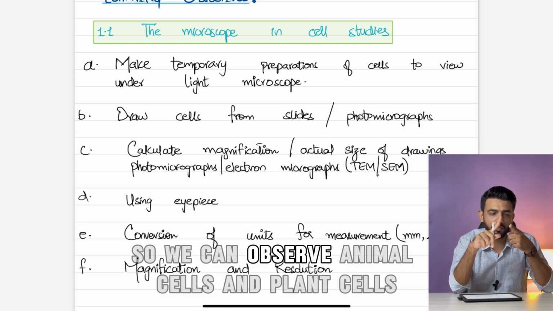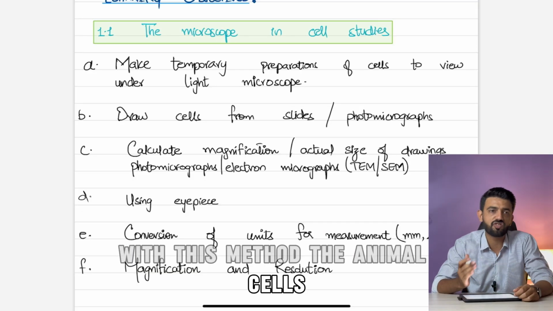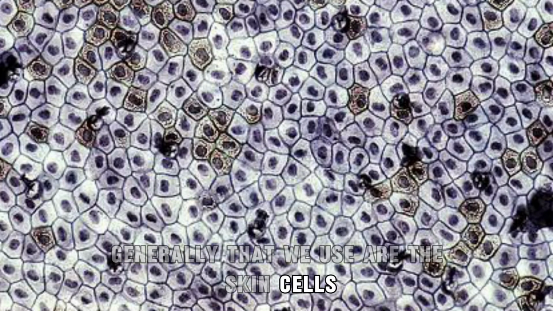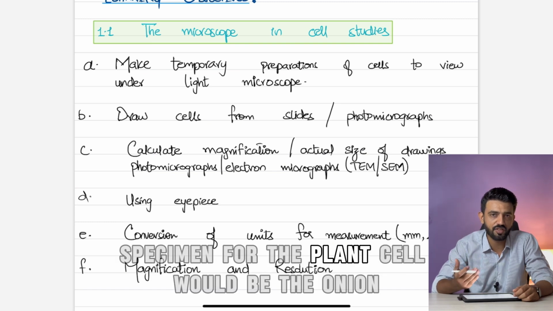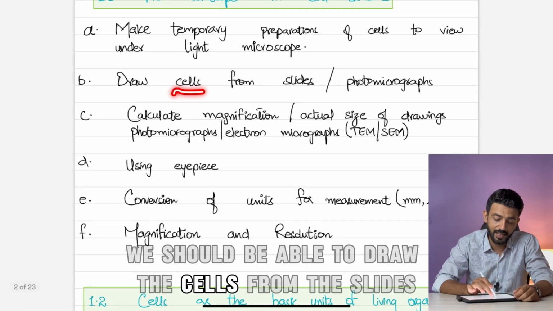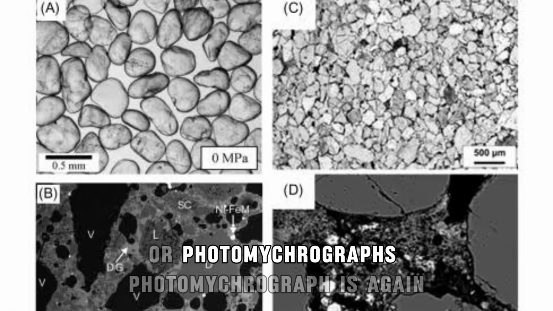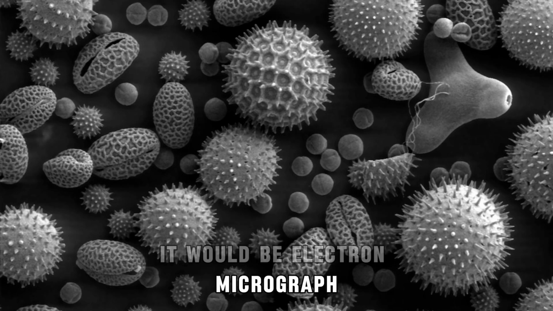So we can observe animal cells and plant cells with this method. The animal cells generally that we use are the skin cells or the cheek cells, and the best specimen for the plant cell would be the onion epidermis. Then we should be able to draw the cells from the slides or photomicrographs. Photomicrograph is again the picture from a light microscope. If it is taken from the electron microscope, it would be electron micrograph.